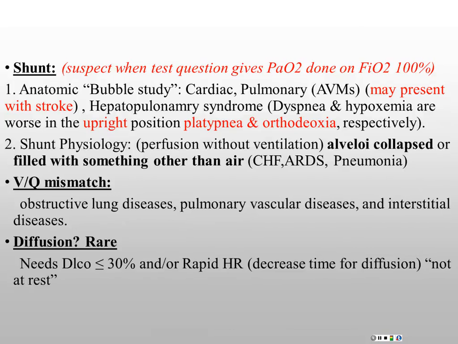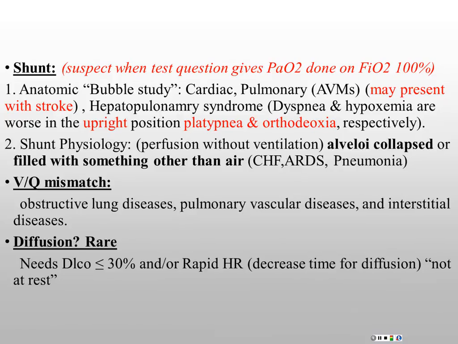The shunt can be anatomic or can be just physiological. Anatomic shunt includes actual shunting, and you can detect that by ordering 2D echo with a bubble study. You inject the bubble of agitated saline, and it goes to the venous side, goes to the right side of the heart, and you have to watch with the echo for these bubbles when they appear on the left side of the heart.